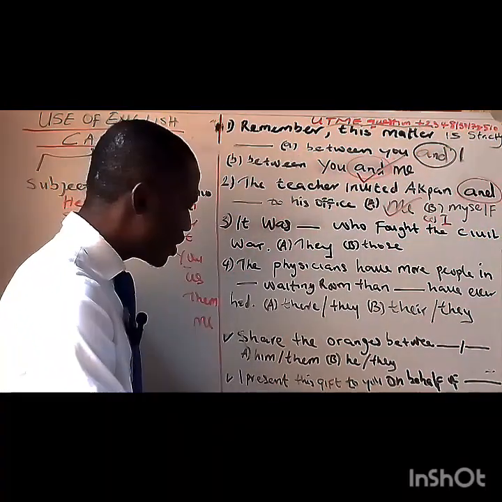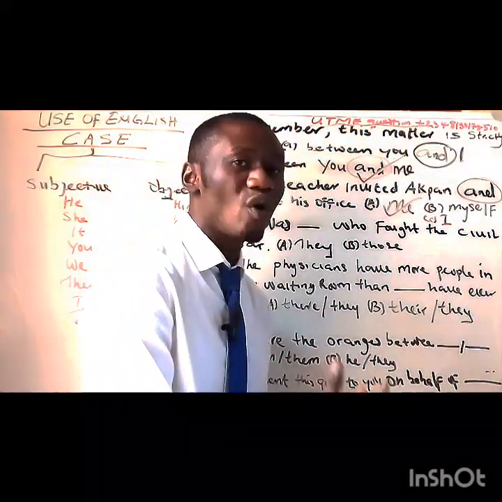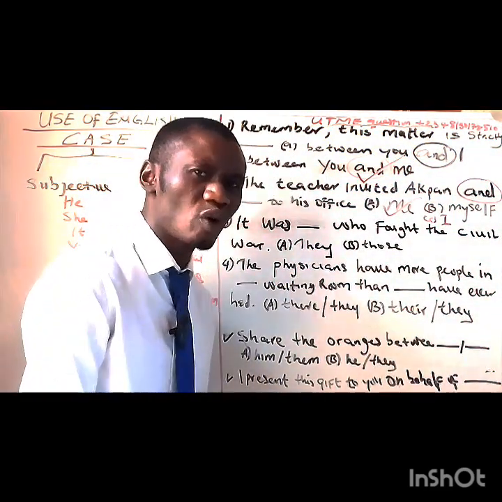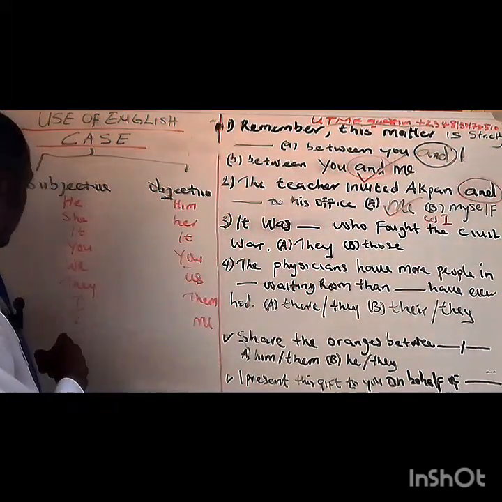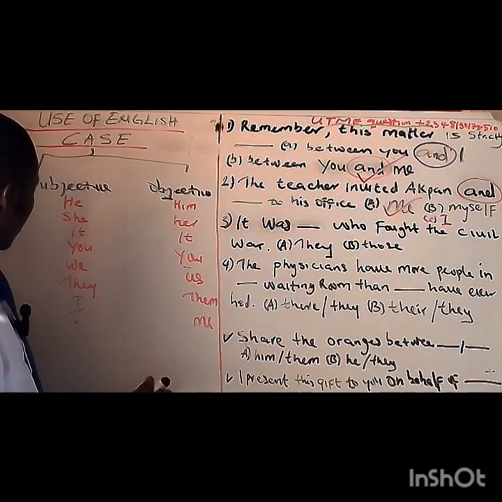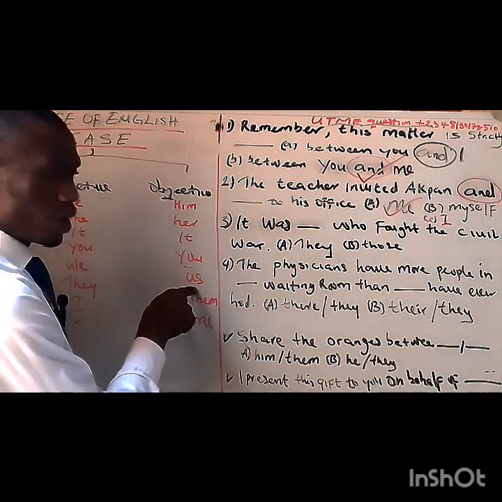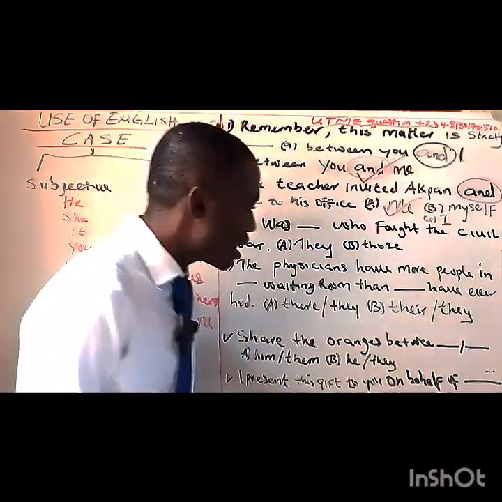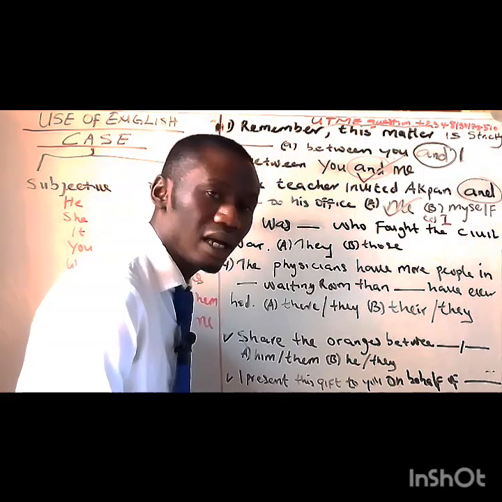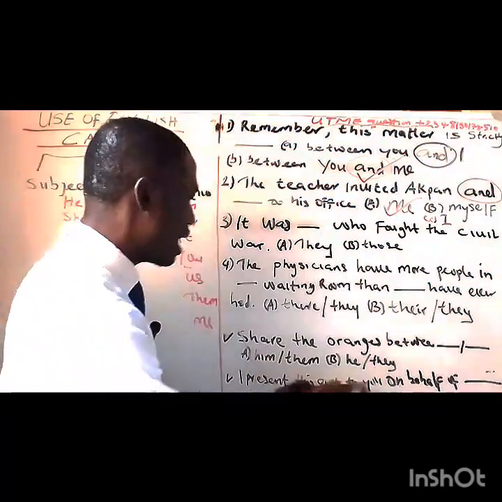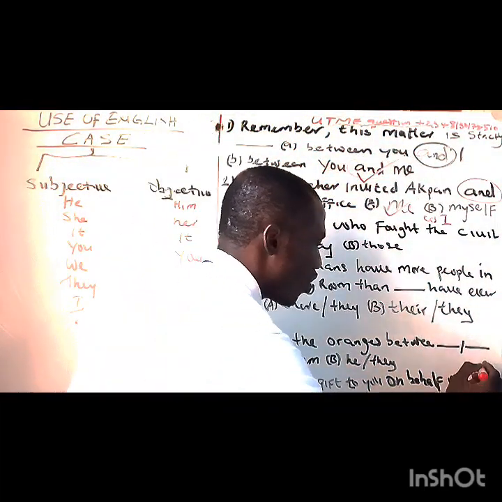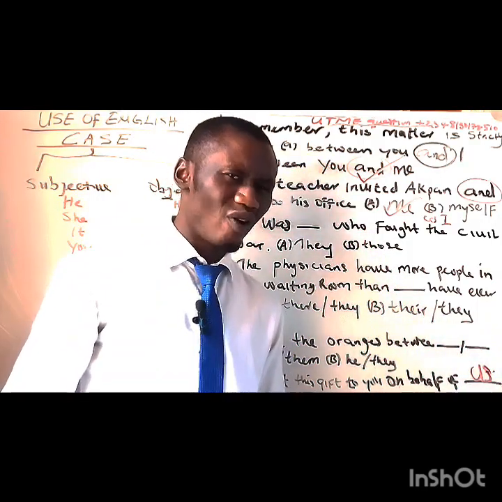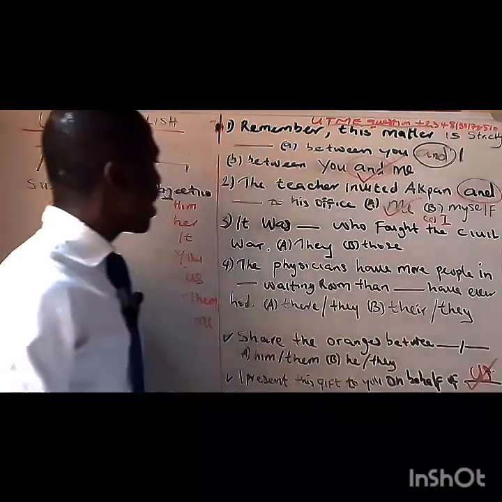Now look at this question. I present this gift to you on behalf of dash. Us students, we students. Now, us and we, which one is objective? Can you check? Do we have us here? Okay, we have us. Okay, and then we have we. Do you see that? So which one is objective? Us. So the answer should be us. I present this gift to you on behalf of us students, not we students. You have corrected that now. So this is now correct. We have the next one.